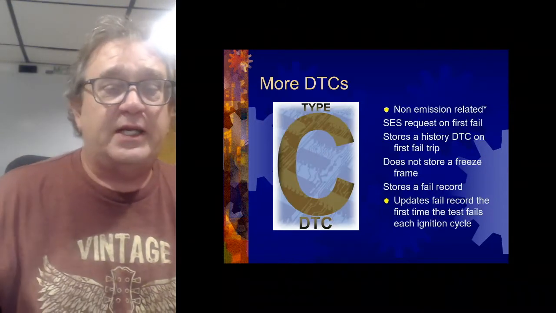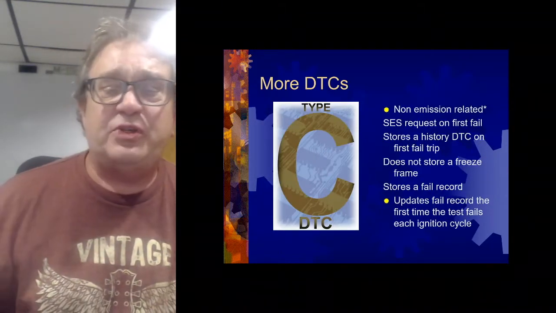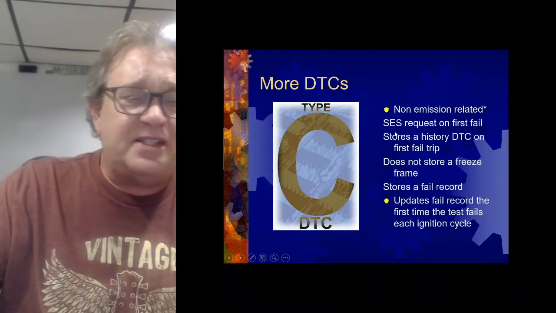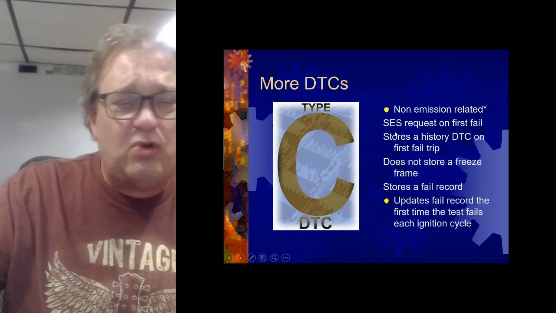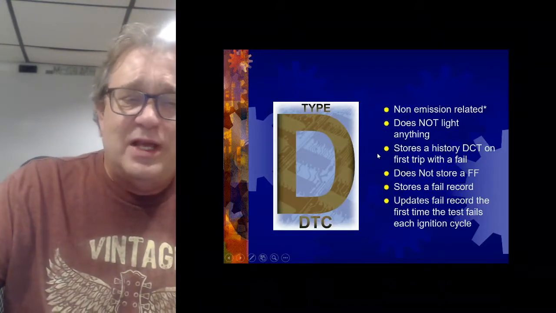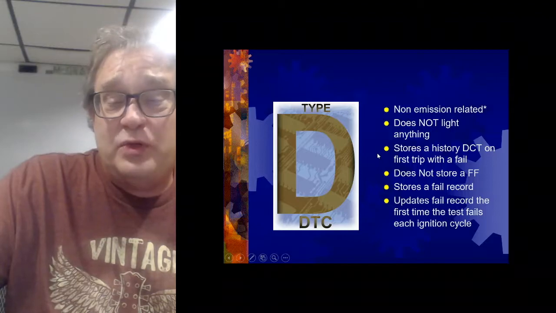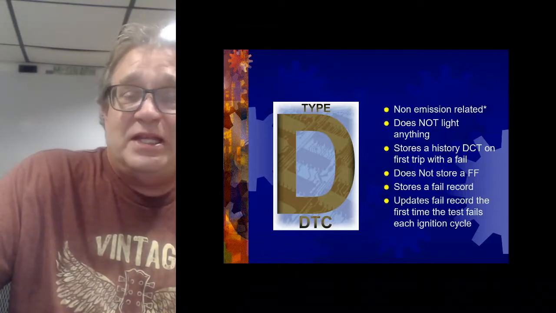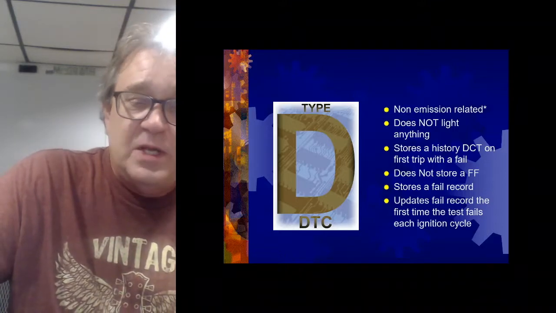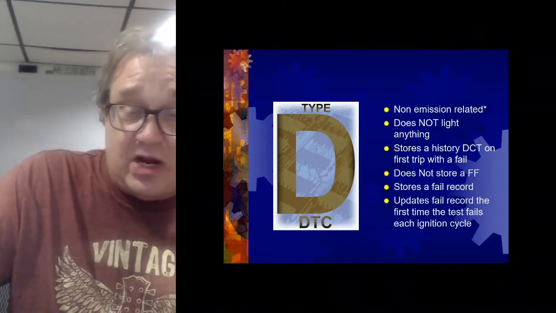Anyways, all right. Type C codes, these aren't emissions related, doesn't store a freeze frame. This is SES stuff, this is climate control, stuff like that. And then we got a D-type code. This doesn't store anything. You need some specialized software to get at this type of code. But they are in there.